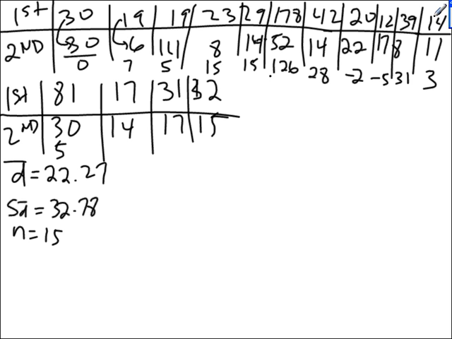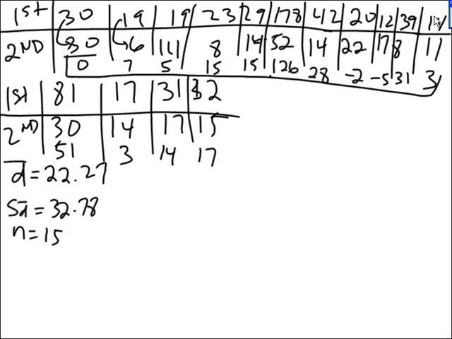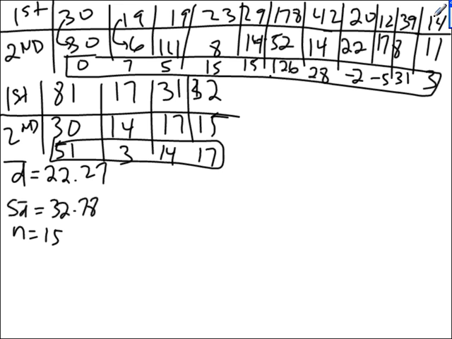3, 51, 3, 14, 17. If you were to add up these 15 numbers and divide by 15, you would get D bar. And if you calculated the standard deviation of just the numbers in the boxes, you should get 32.78.